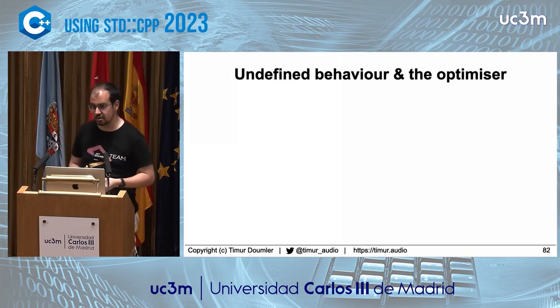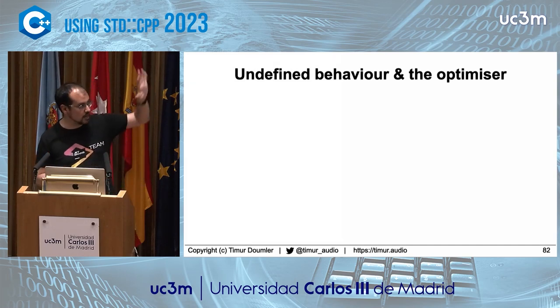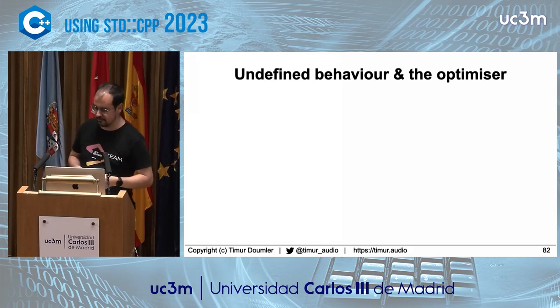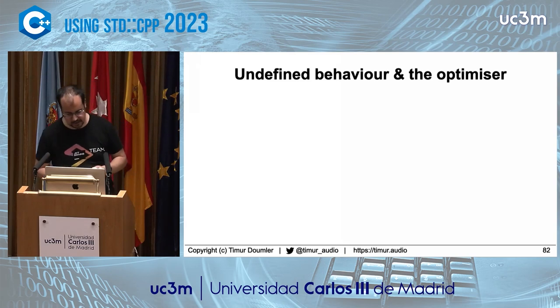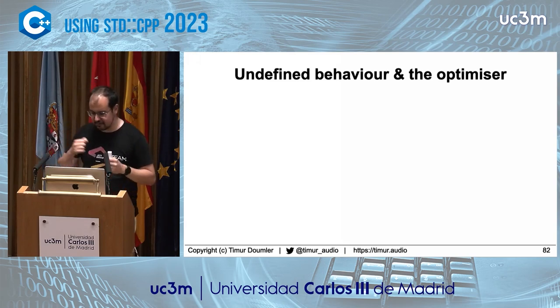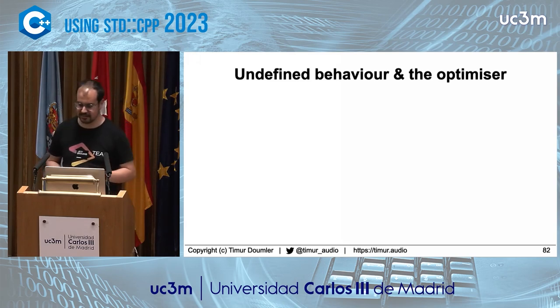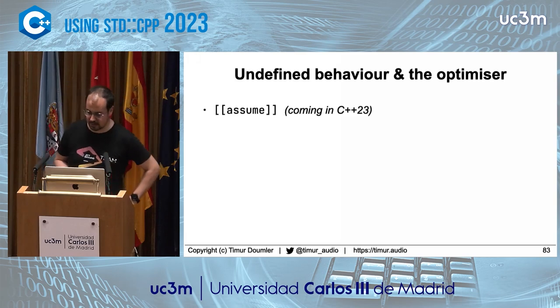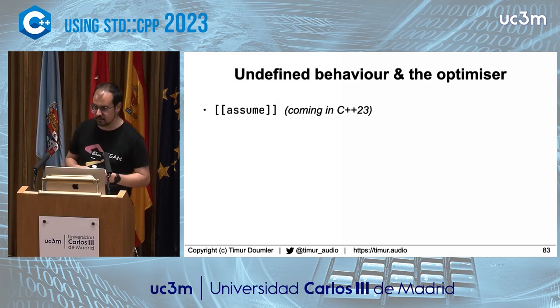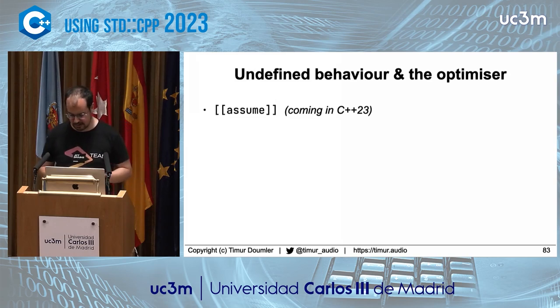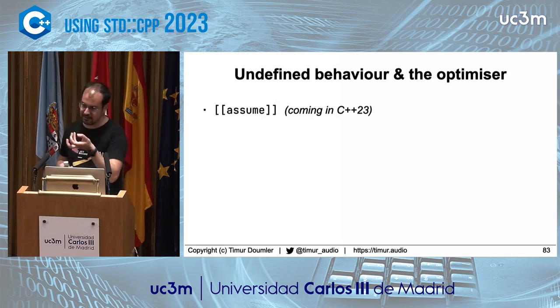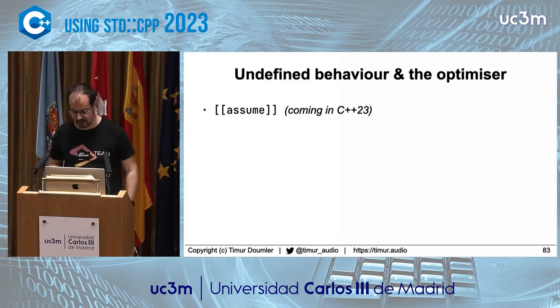Things like signed integer overflow, or type punning where you're casting to a type that isn't there. But in C++23, we actually added a tool that lets you ride the dragon of undefined behavior and the optimizer, called assume. It's a new attribute that lets you directly inject assumptions into the compiler. It's a very sharp knife, but if you wield it correctly in the right situations, it can give you the extra nanosecond that you need.